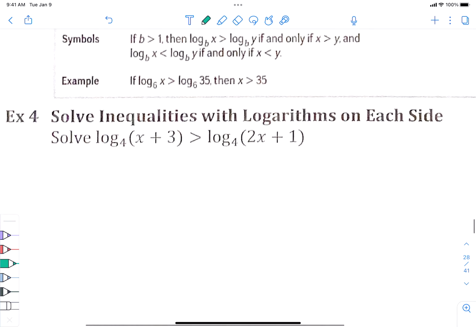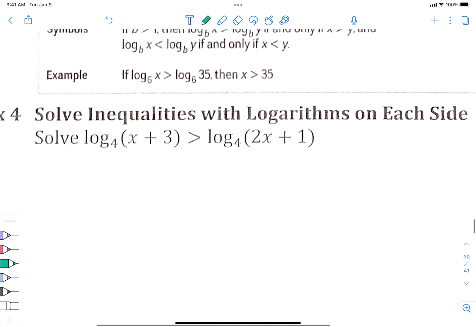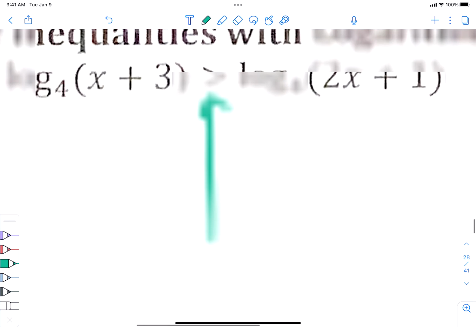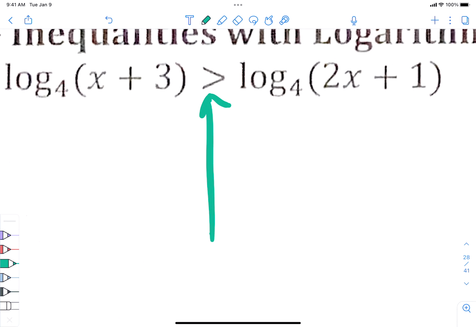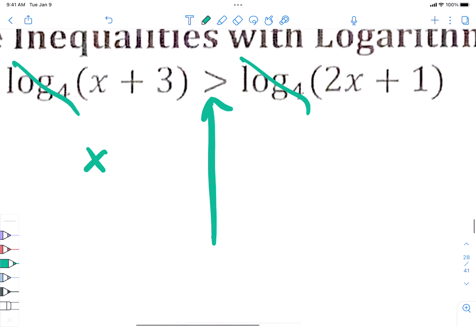Okay, let's go down to this one now. Example 4. This one's probably maybe the easiest one of the whole sheet. There's my equal sign. Can you cross out the logs, or do we have to combine anything? Yep, you can cross them out, because these are already combined. This is all under one log, so we can just cross. Okay? X plus 3 will be greater than 2x plus 1.